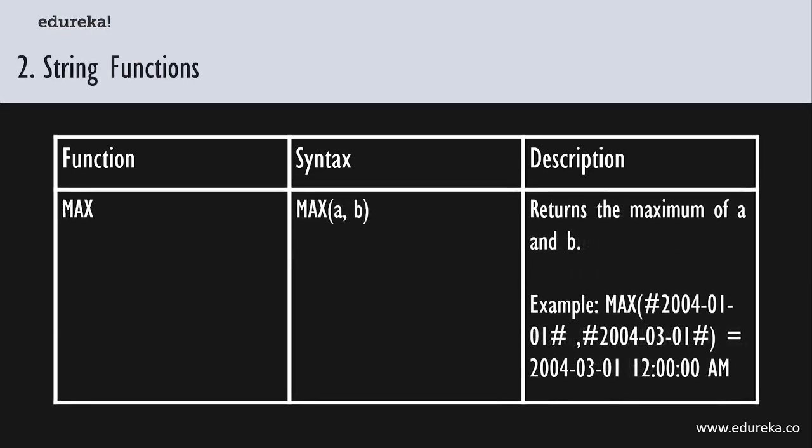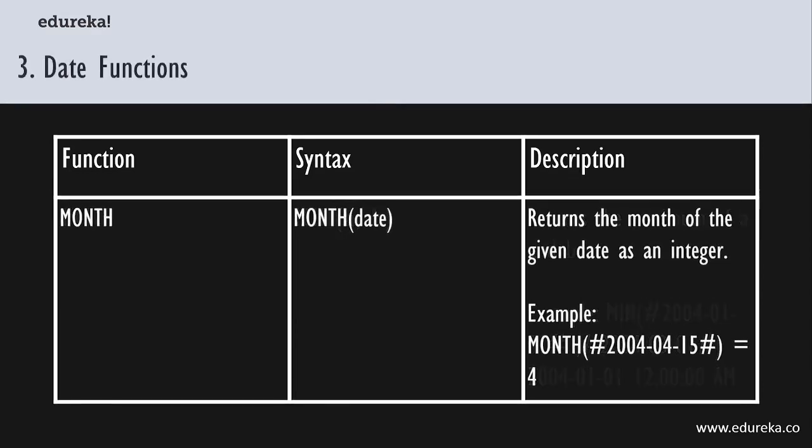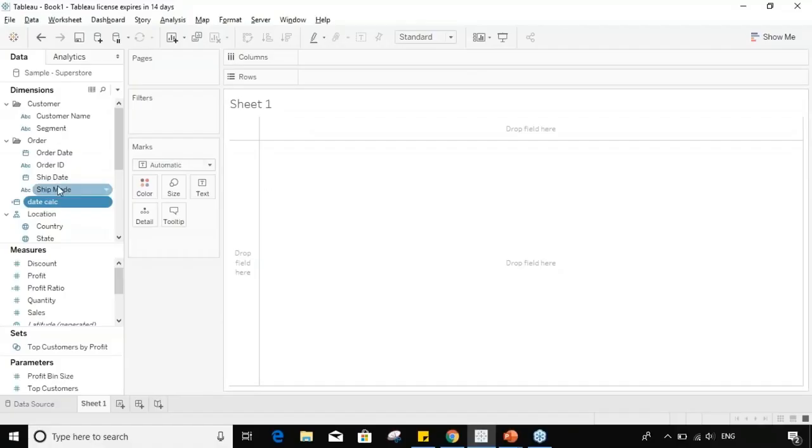Next we have max that we have used 2 times before, so I'm not going to demo this as well. Again, you will put in 2 dates and it is going to return the maximum of the 2 dates. Next we have min. Again, you're going to put in 2 dates and it's going to return to you the minimum of those 2 dates. Next we have month, which returns the month of the given date as an integer.